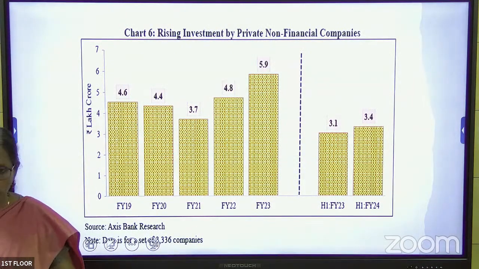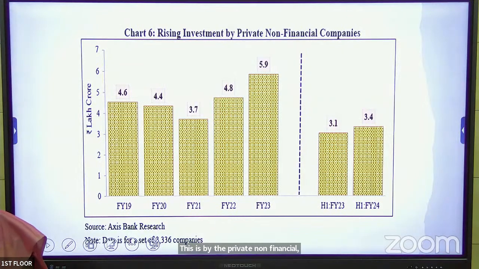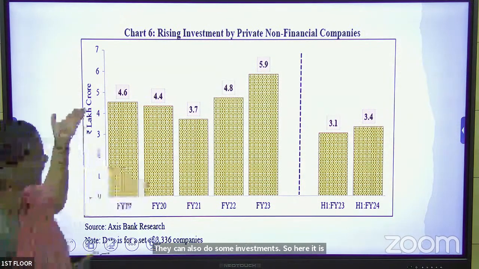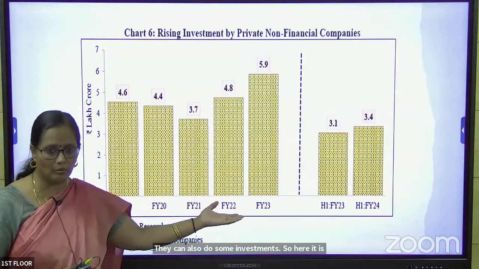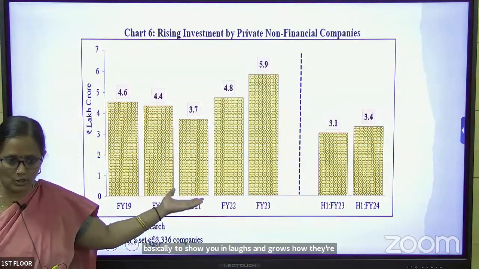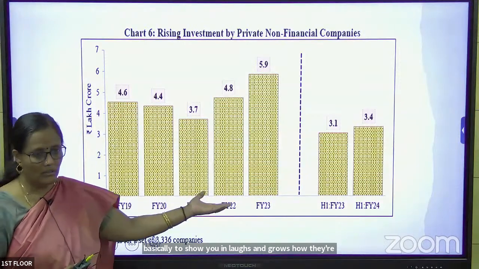This is by the private non-financial companies. In the circular flow of income, we would have shown that the households are doing the savings. Savings is what is going as the investment expenditure. The government will also do some investment. But the business sector is there, no? They can also do some investments. So here it is basically to show you in lakhs and crores how the non-financial companies, the real business companies, are actually improving in their volume of the investments.